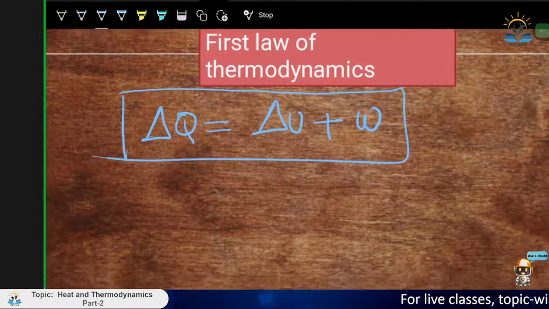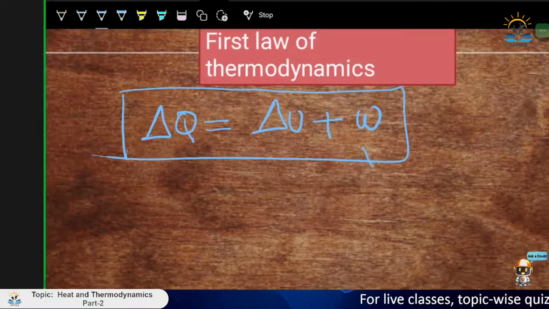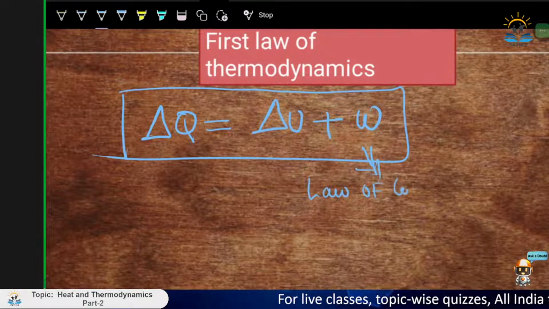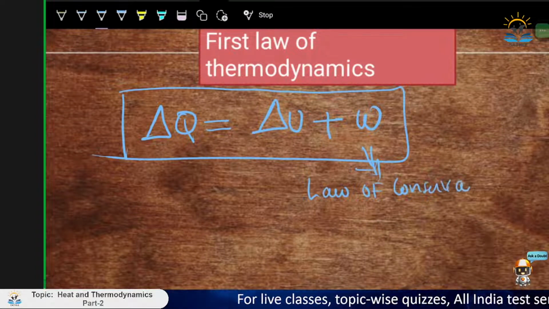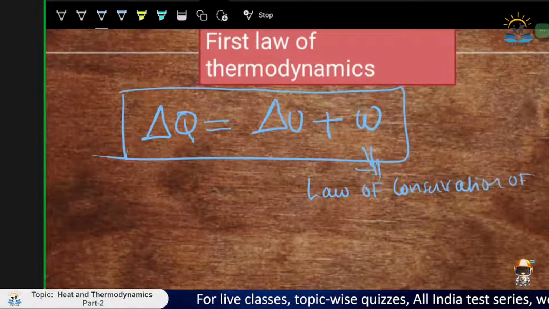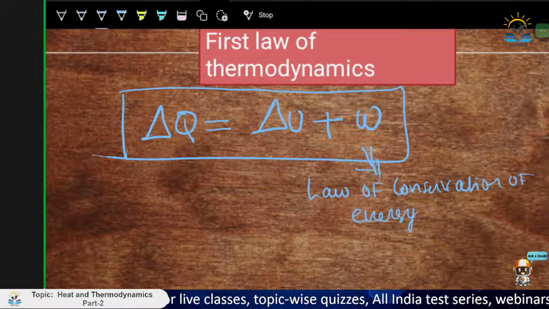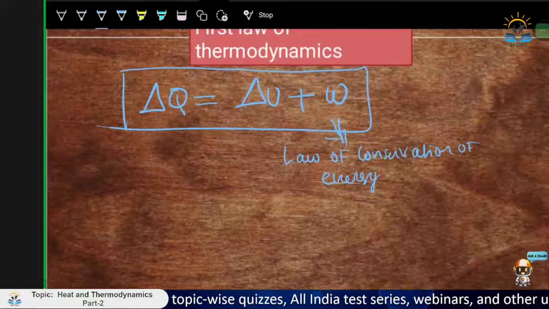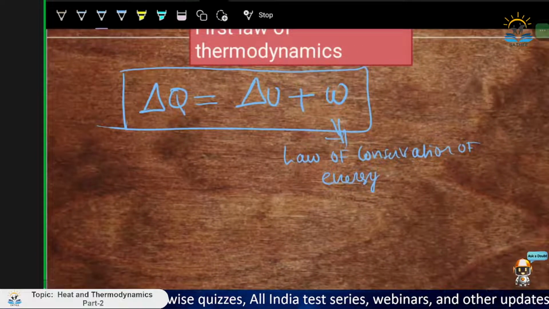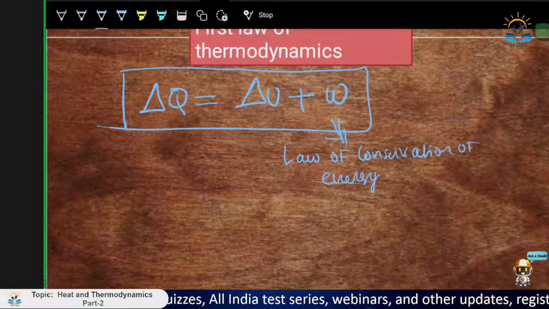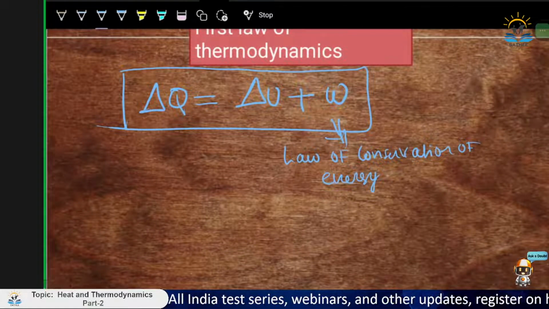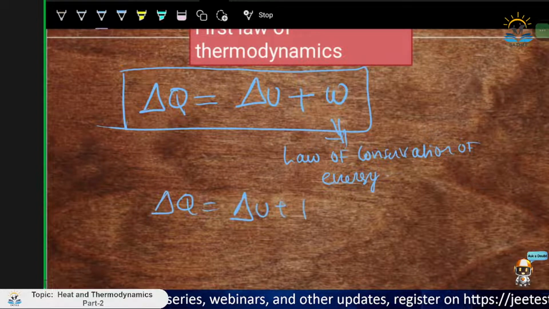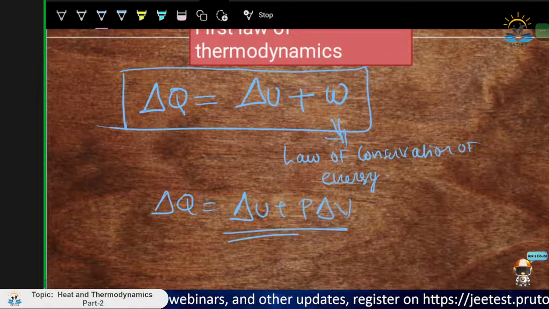That is the first law of thermodynamics, and it is based on the law of conservation of energy. Delta Q is equal to delta U plus delta W. We know W is equal to P delta V, so delta Q is equal to delta U plus P delta V.